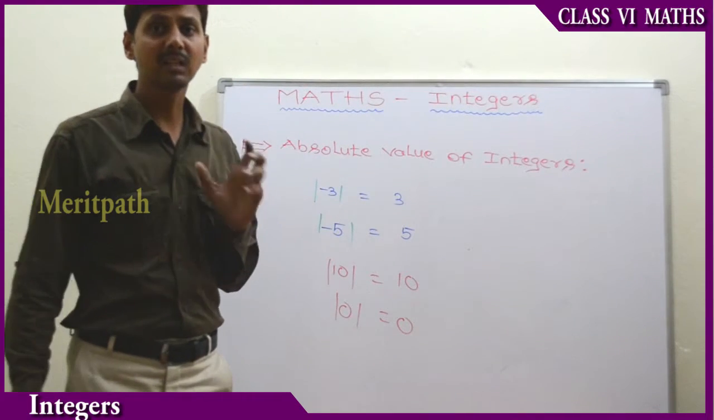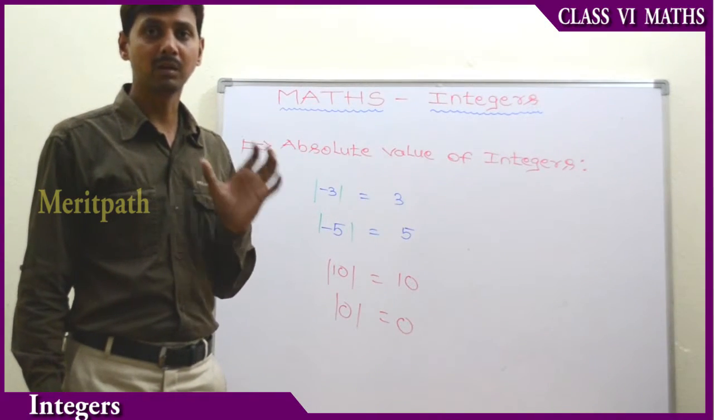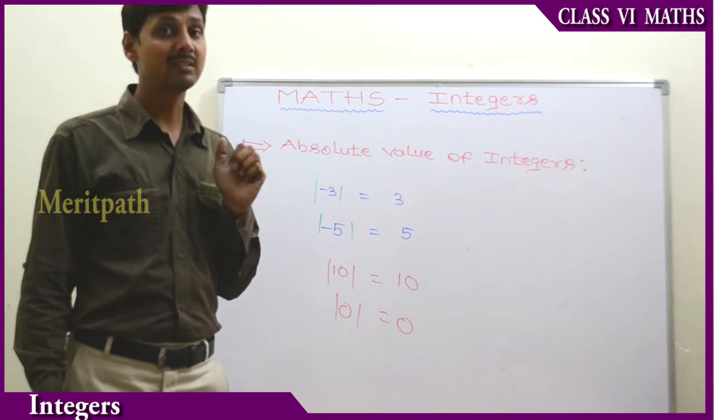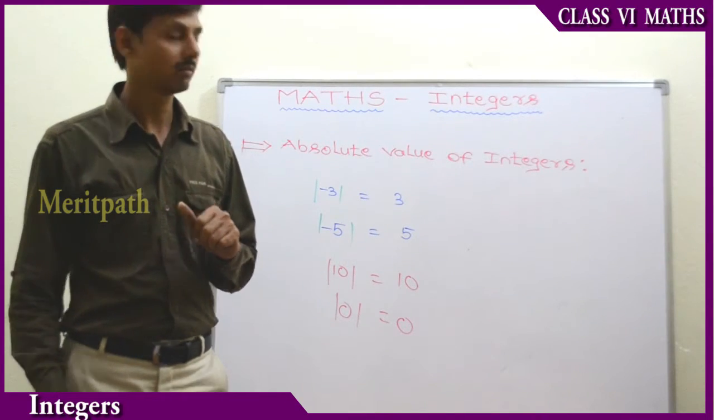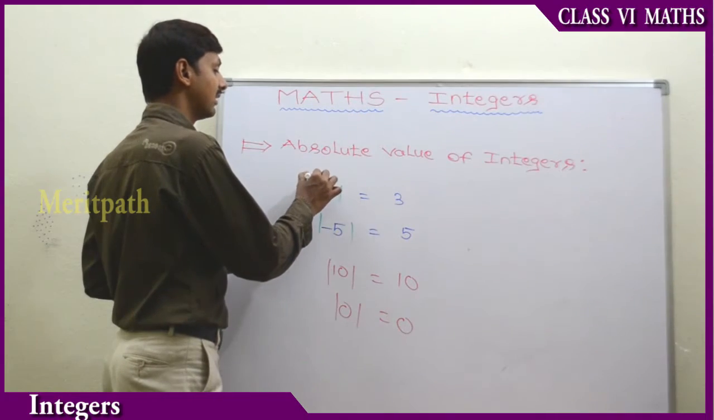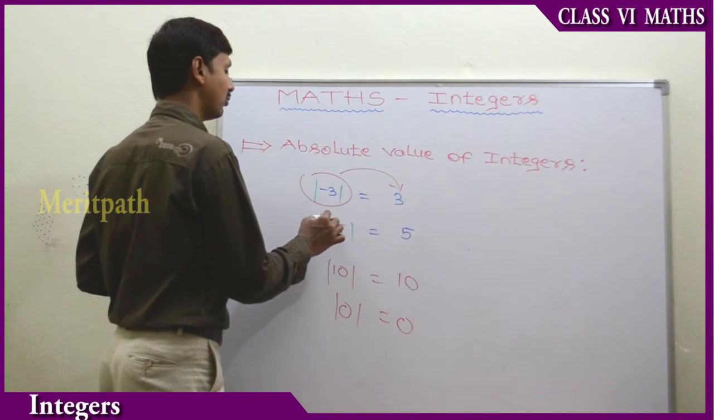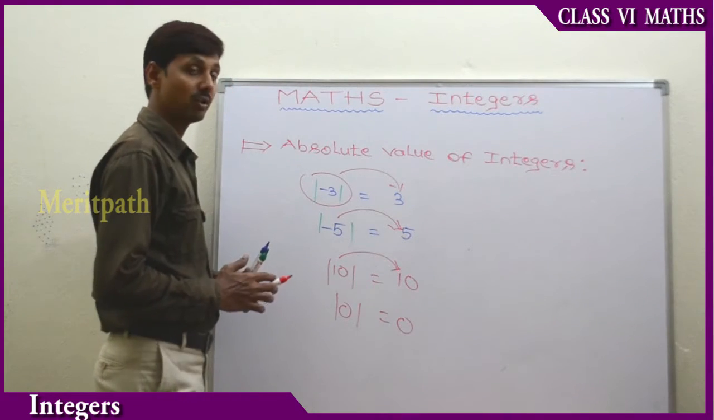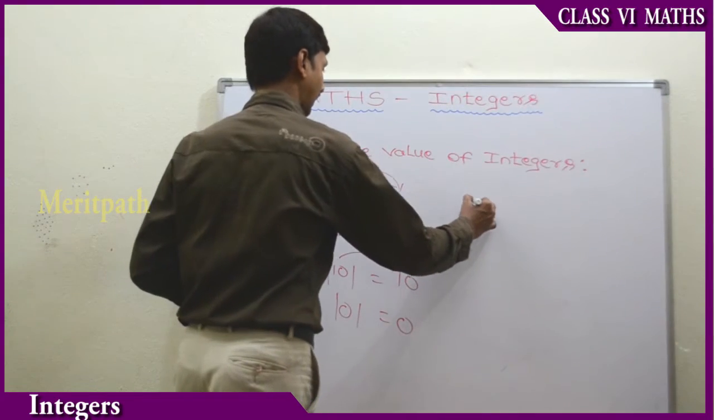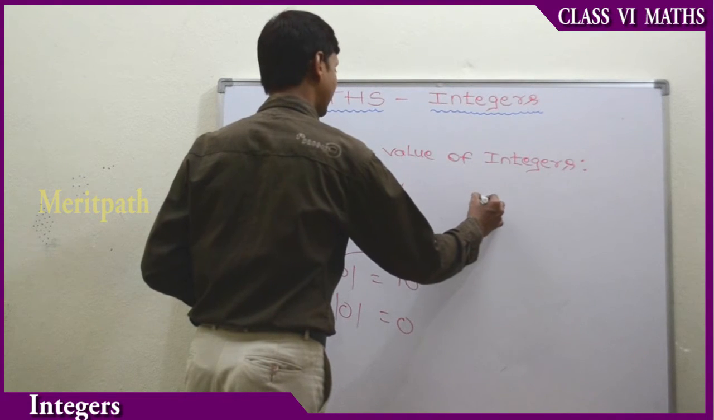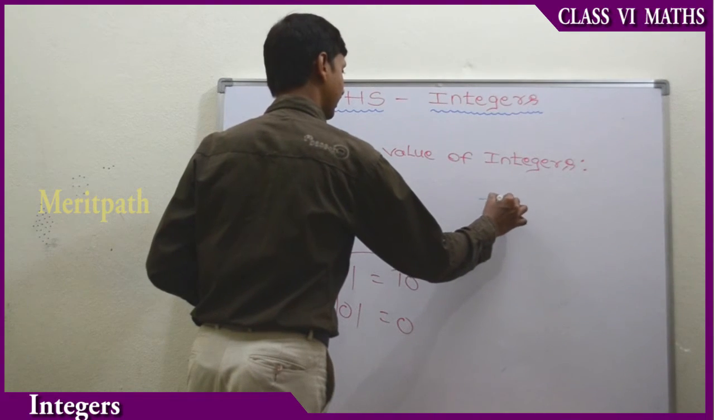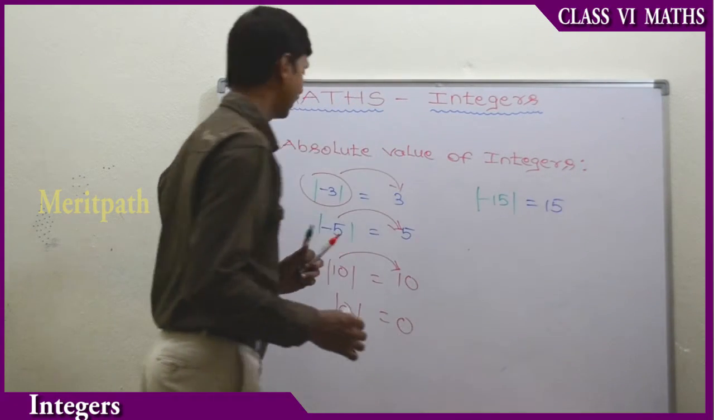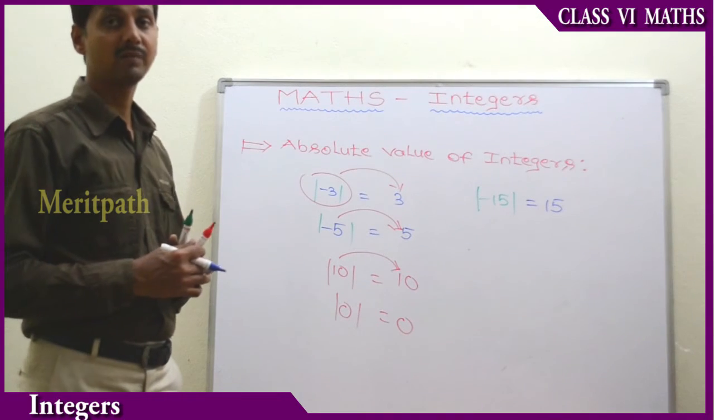So absolute value is nothing but the numerical value of an integer, regardless of its sign. If we take minus 3, the modulus of minus 3 becomes plus 3, the modulus of minus 5 is plus 5, the modulus of 10 is 10, and the modulus of 0 is 0. If you take the modulus of any integer like minus 15, the modulus of minus 15 will become 15 only. So this is the concept of absolute value of integers.